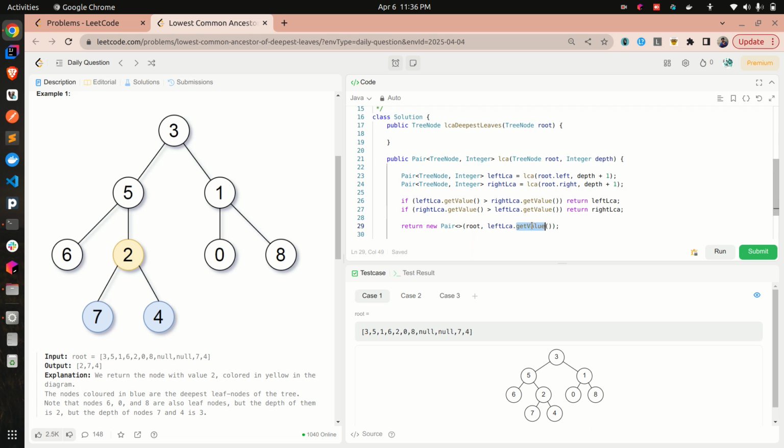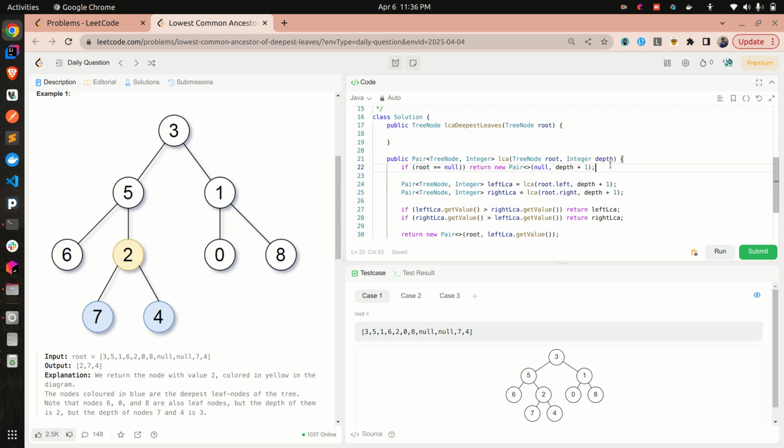Yeah. So let's also try to fulfill the base case. If root itself is null, that means I don't have any child. In that case I have to return a null, and I have to return a depth of depth plus 1. In the end I will call my root with a depth of 0, and I have to get the key.